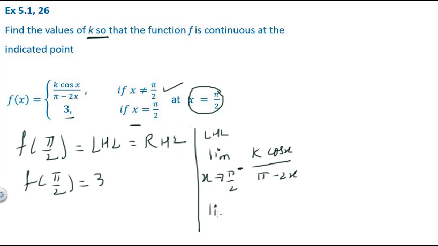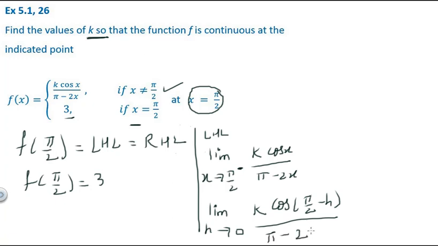So changing it to limit h tending to 0, we have k cos of pi by 2 minus h upon pi minus 2 into pi by 2 minus h. So now I'm writing here just to see, we will get limit h tending to 0, k, cos 90 minus theta, you know what is it?